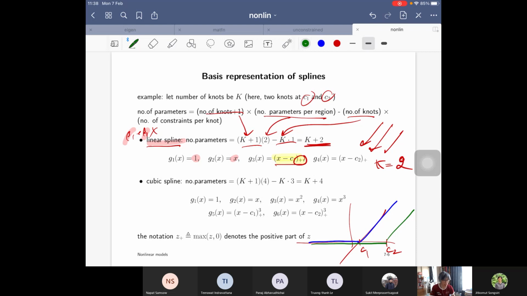It can be shown, and this is a good exercise, that G1, G2, G3, and G4 are basis functions of a linear spline with 2 knots. When k is 2, you just plug it back in: k plus 2 is 4, right? So you need 4 basis representations because the total parameter count is 4.